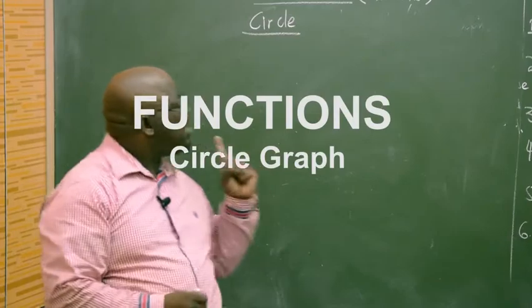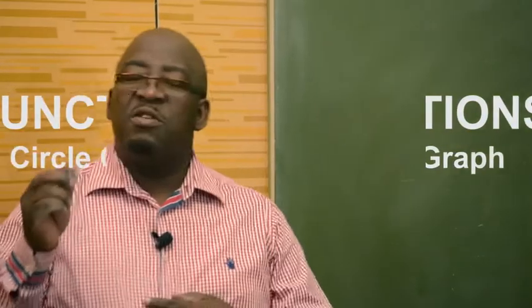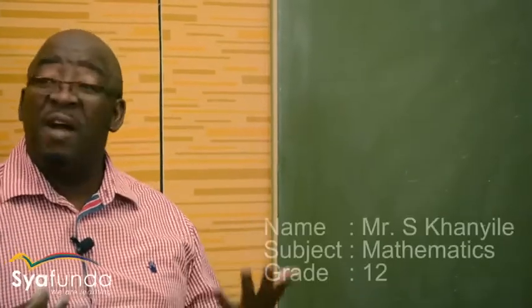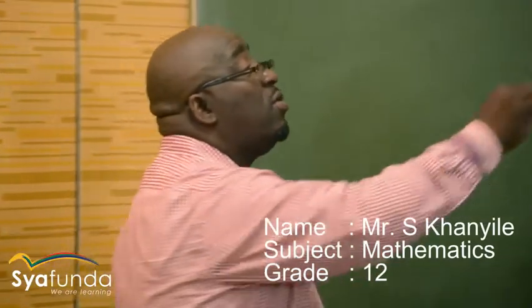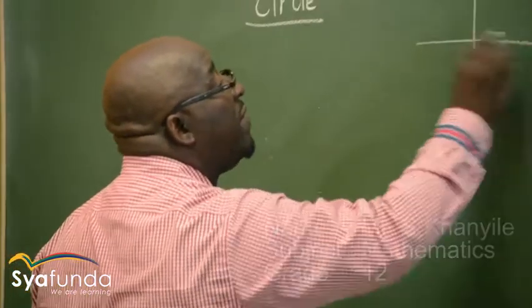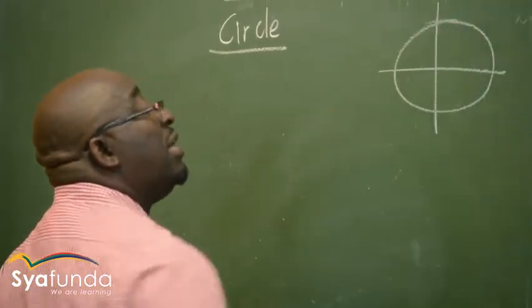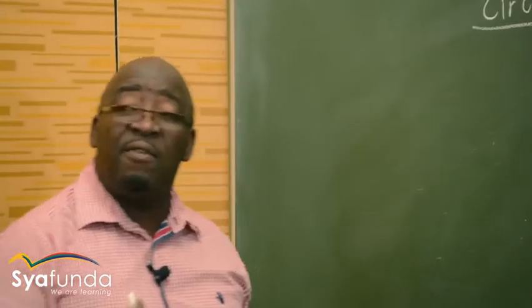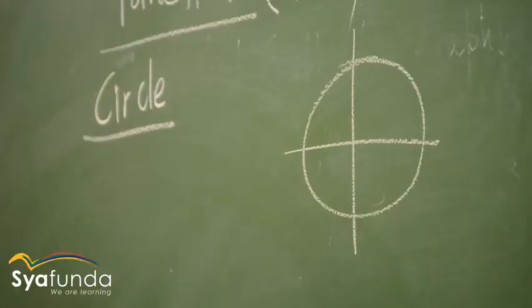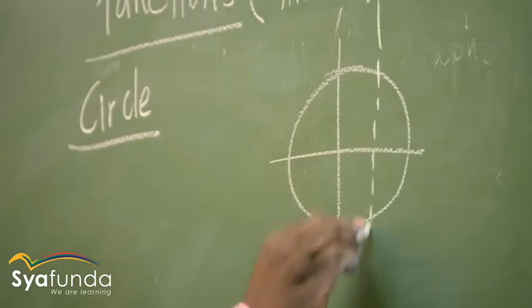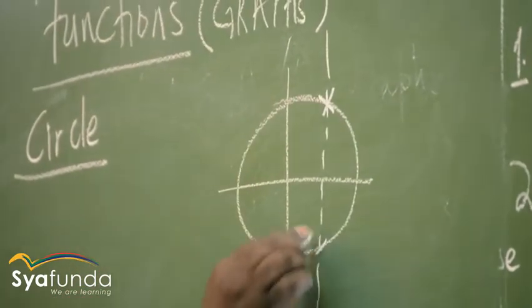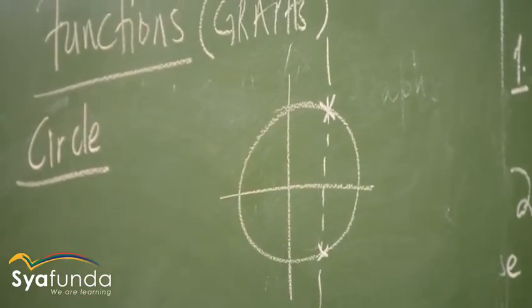Right, the next graph is called the circle. But you must note that a circle is not a function. I must use a vertical line test to test whether it is a function. It should cut the graph at one point. But when we use this test, called a vertical line test, it cuts the graph at two points. Therefore, it is not a function.